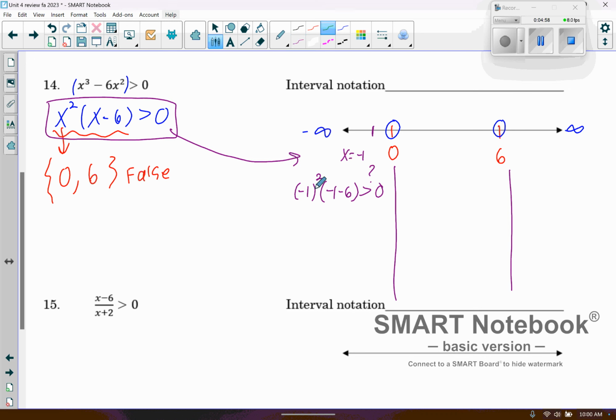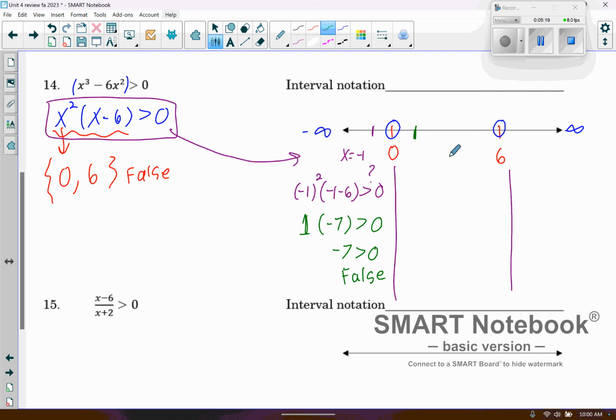Well, let's see. Negative 1 squared becomes positive 1. This becomes a negative 7. 1 times negative 7 is negative 7. Is negative 7 greater than 0? No, that would be false. Negative 7 is not greater than 0, so we don't want to shade that interval here.